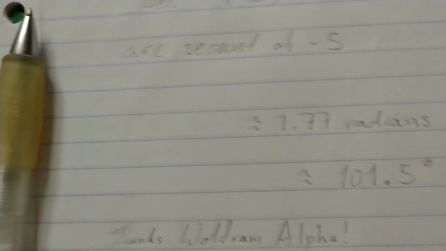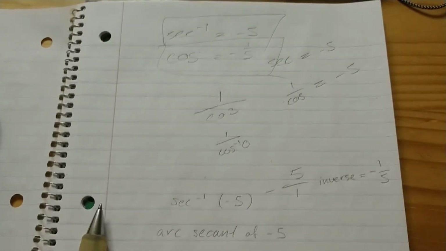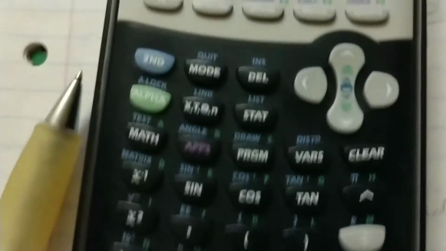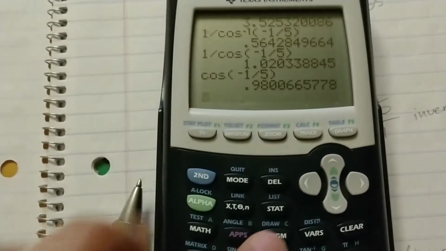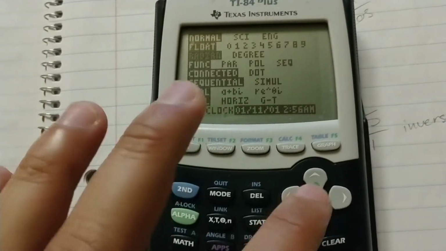So I'm going to try to find it in radians mode. And if you look over here, I keep on getting the wrong answer every single time. What am I doing? This is what people keep getting confused on. So you go over here and you're like, okay, it should be 1.77 radians. And I'm going to check my mode. And it looks like I'm on radians right here.